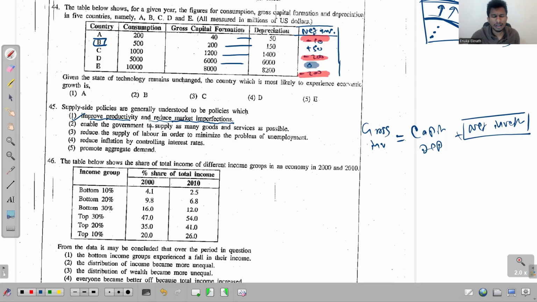I don't think there's any meaning in the other options given. The second one, enable the government to supply as many goods and services as possible. See, there's no meaning in that. The third one, reduce the supply. No, it increases the supply. Reduce inflation by controlling interest rates and promote aggregate demand. No, these are not supply side policies. These are demand management policies. The fourth one and the fifth one are demand management policies.